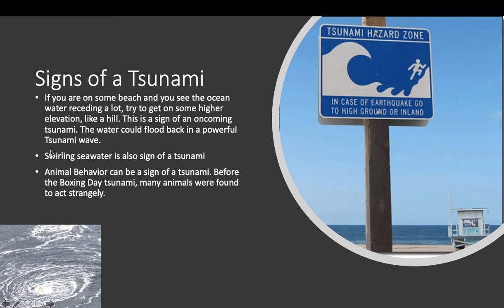Another sign is a swirling seabed, like this. Another sign is animal behavior. So if animals or a dog doesn't want to get out of the house, or shows some strange behavior, it can be a sign of many natural disasters. And before the Boxing Day tsunami, many animals were found to act strangely, including dogs staying inside, not wanting to get out of the house, zoo animals hiding in their cages, and much more.